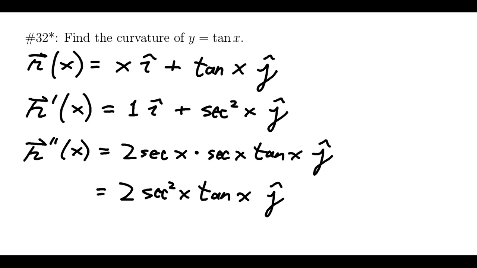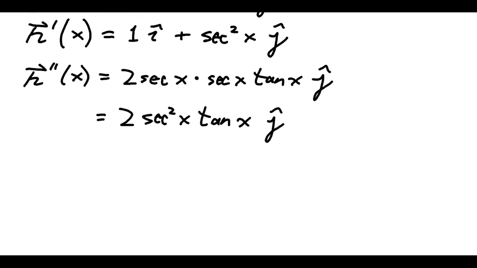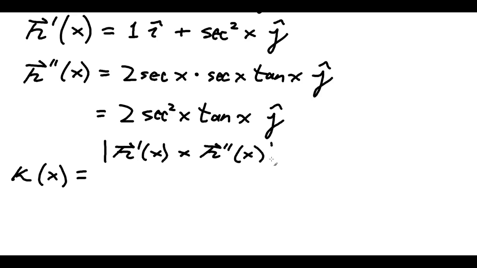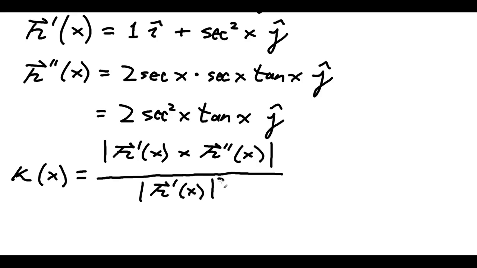All right. So now we are basically ready to work out the curvature. By theorem 10, the curvature kappa of t, in this case it's x, is equal to the magnitude of the cross product of r prime with r double prime divided by the cube of the magnitude of r prime. All right. So we need the magnitude of r prime cross r double prime.